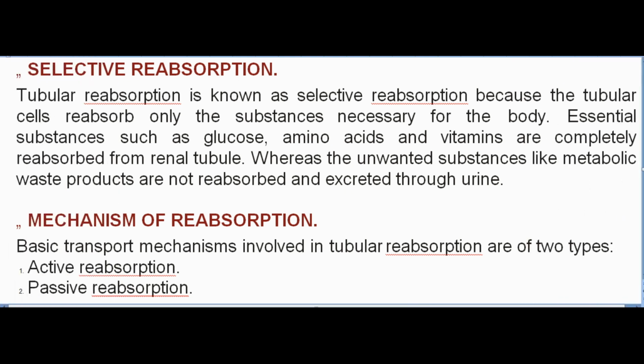Selective reabsorption. Tubular reabsorption is known as selective reabsorption because the tubular cells reabsorb only the substances necessary for the body. Essential substances such as glucose, amino acids, and vitamins are completely reabsorbed from renal tubule. Whereas the unwanted substances like metabolic waste products are not reabsorbed and excreted through urine. Mechanism of reabsorption. Basic transport mechanisms involved in tubular reabsorption are of two types: active reabsorption, passive reabsorption.